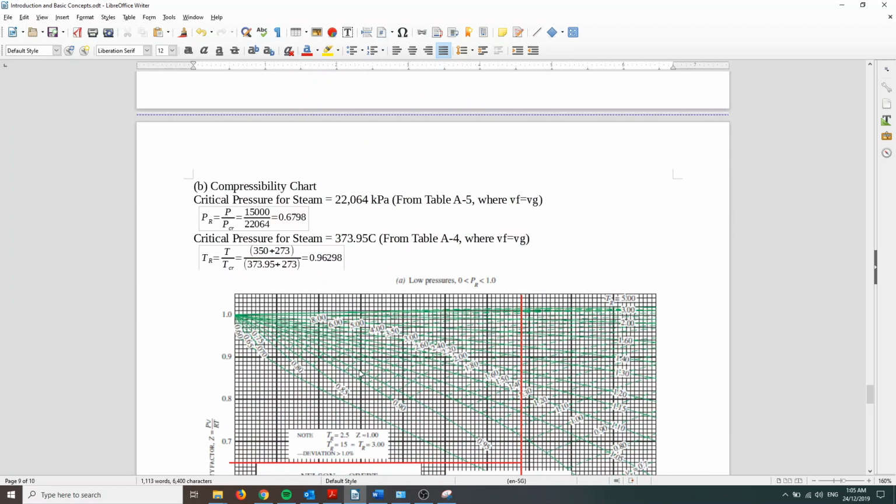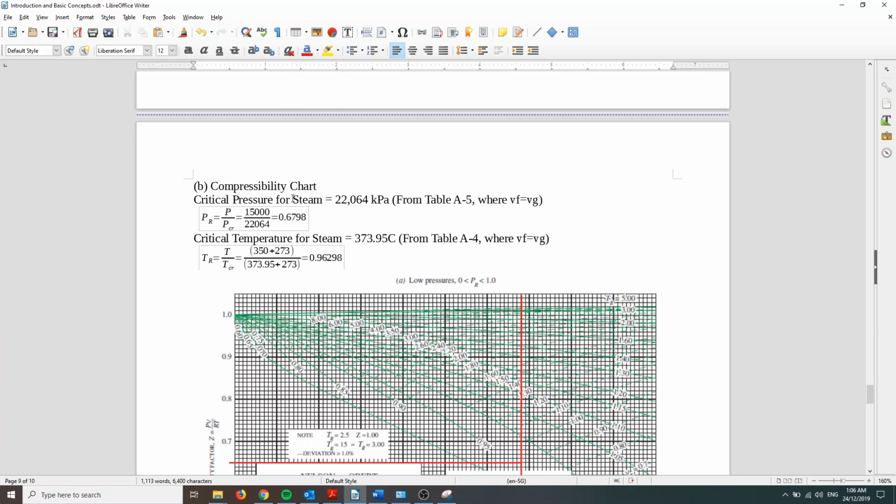Over here, I can find the reduced pressure and reduced temperature, because I know for steam the critical pressure is 22064 kilopascal from table A5, where the specific volume of the liquid equals the specific volume of the gas. The critical temperature for steam is 373.95 degrees Celsius. From this, we can calculate the two reduced values.